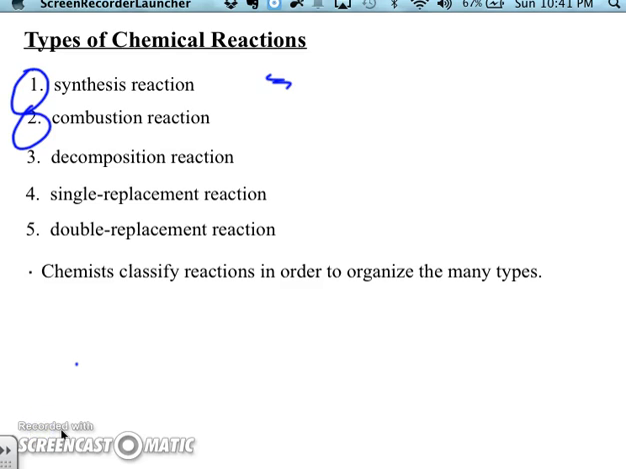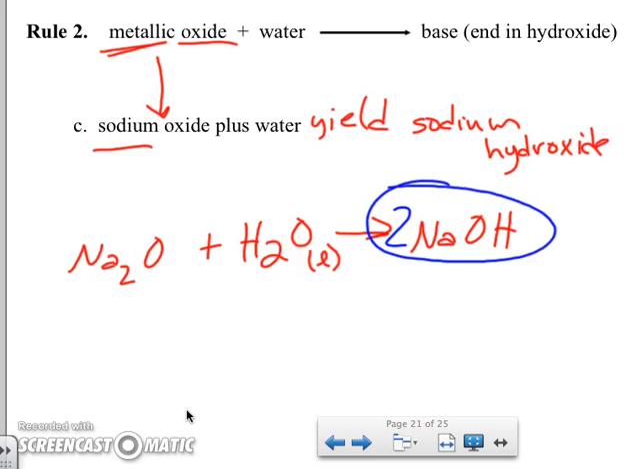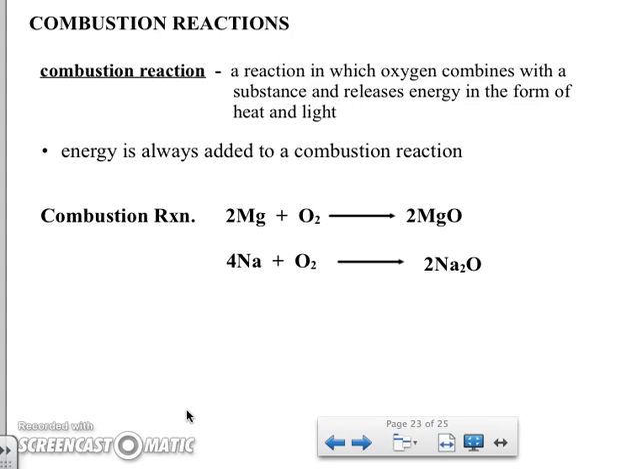The second type of reaction we want to look at today is a combustion reaction. Combustion means burning. Anytime something burns in nature, we have to add oxygen. So if we take a look at the definition for a combustion reaction, it's a reaction in which oxygen combines with a substance and releases energy in the form of heat and light. Again, oxygen combines with a substance and releases energy in the form of heat and light.